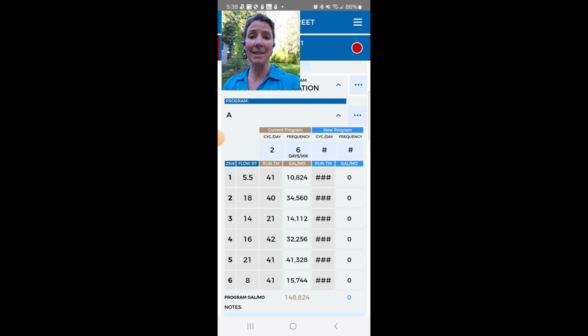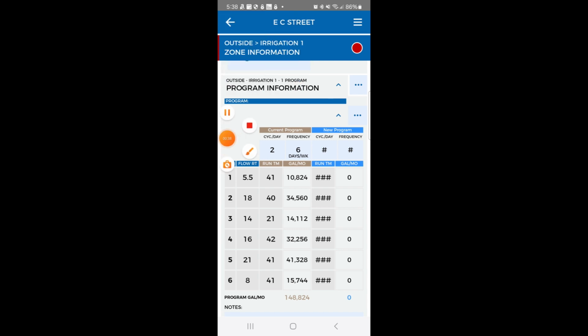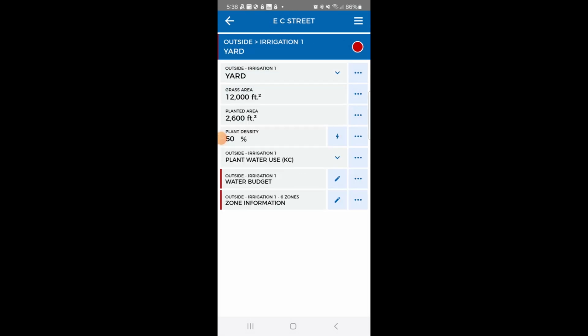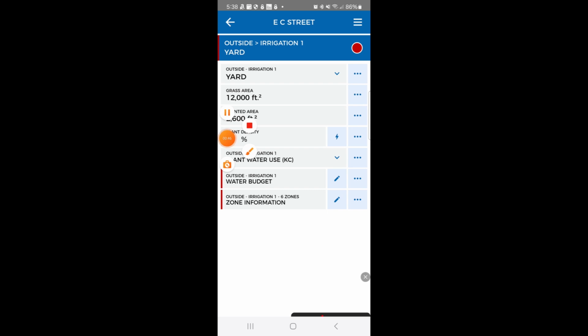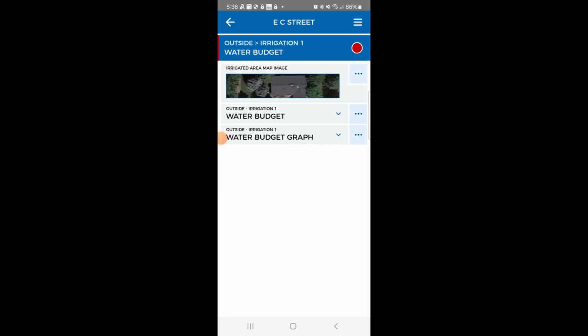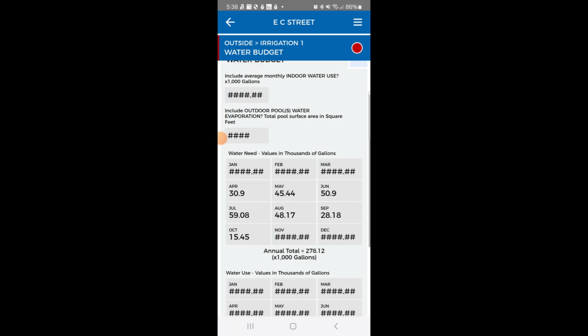So we're going to head back to our water budget and see what it is compared to what it should be. So I'm just going to use this back arrow. I'm going to select water budget. And I can either do the graph or the tabular. I'll go ahead and do the tabular so we can see actual numbers.